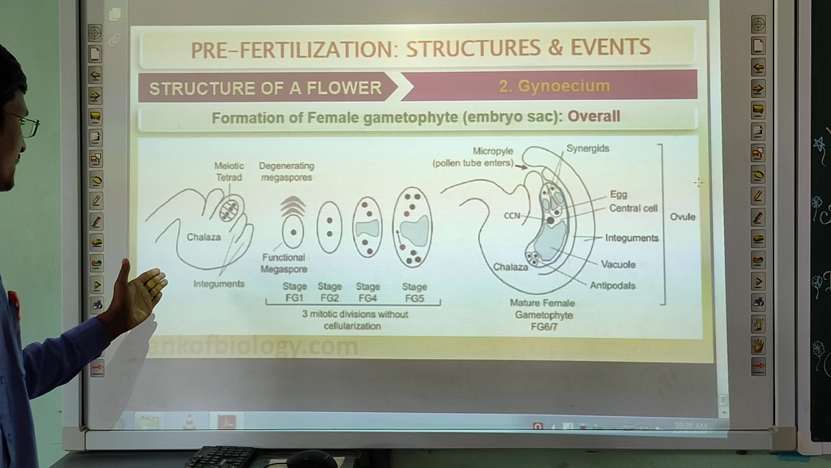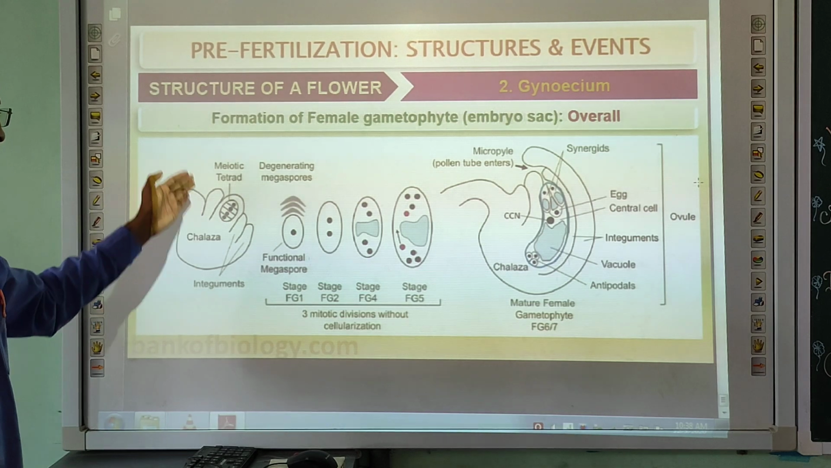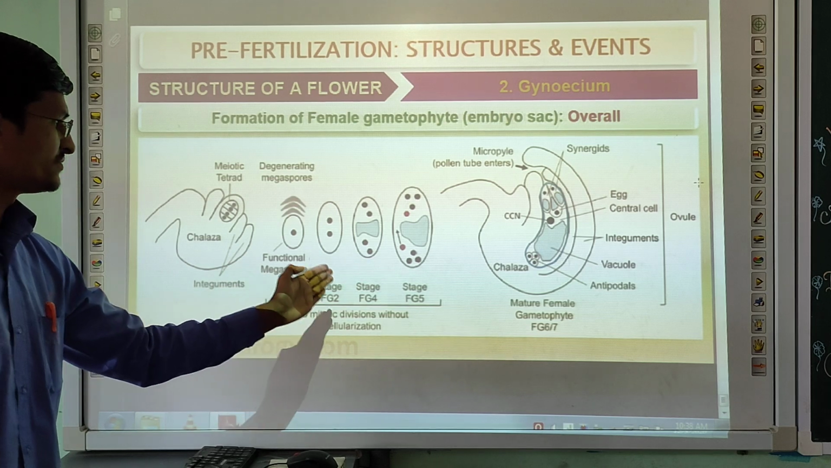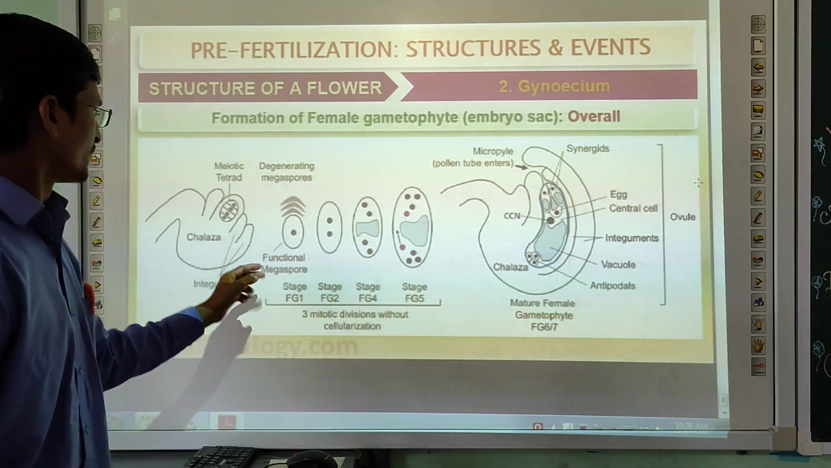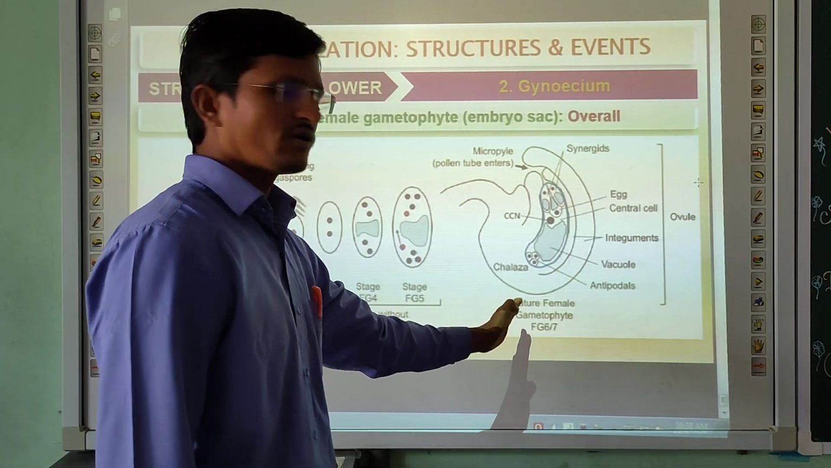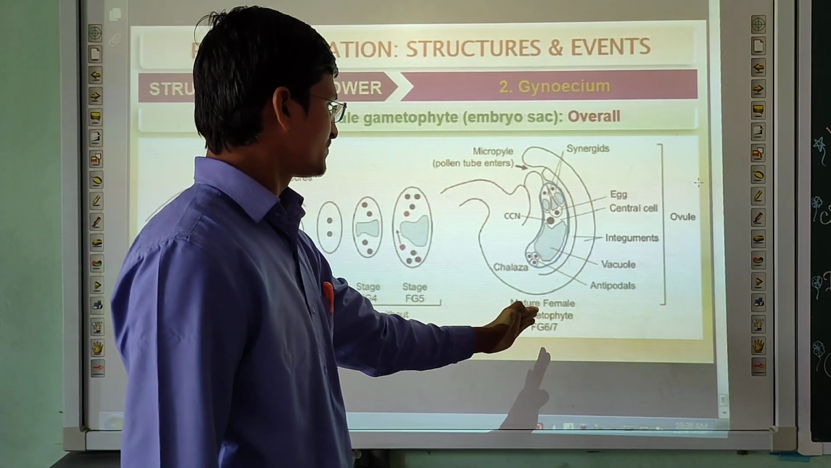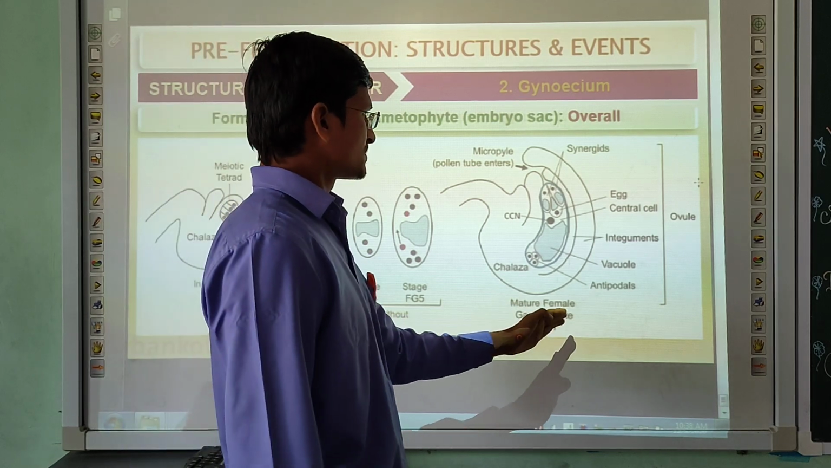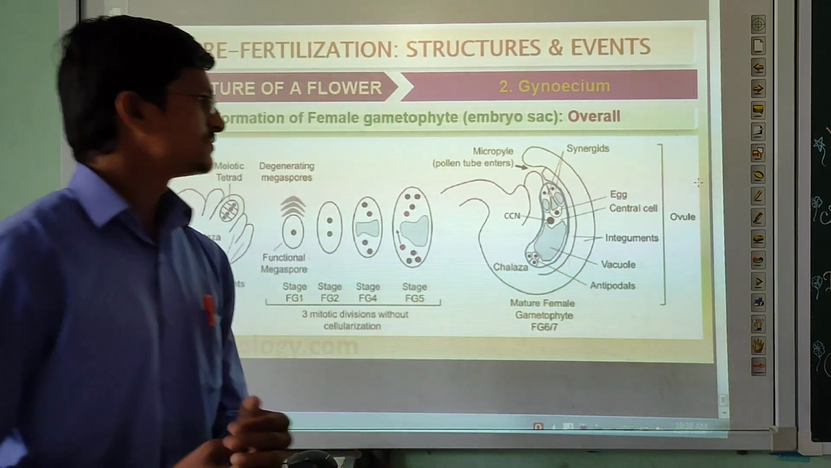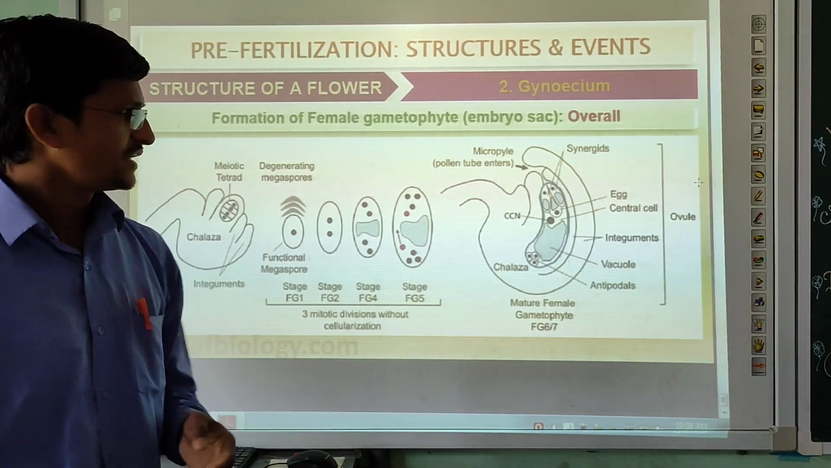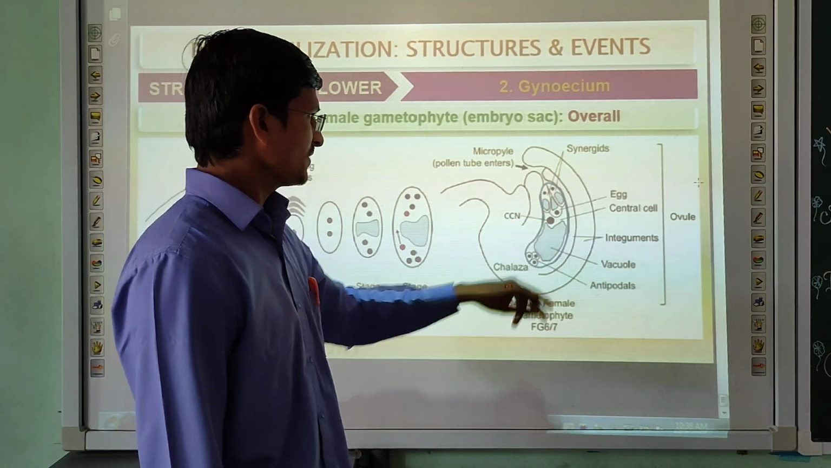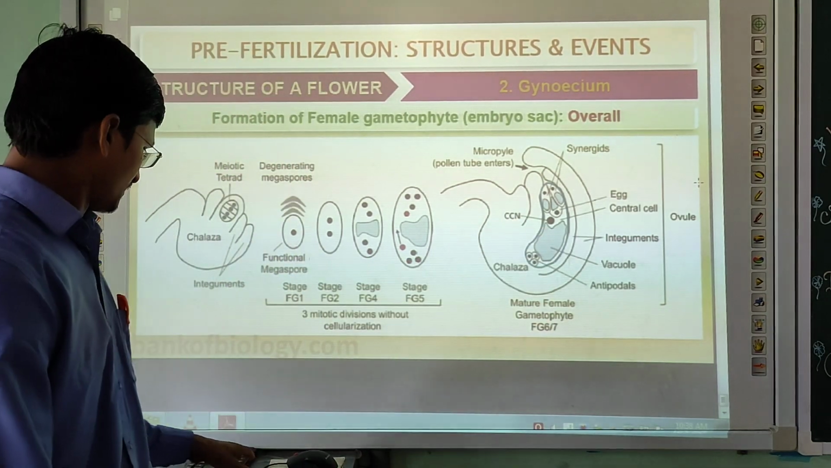So here you can see the chalazal end, the mitotic tetrad, in the stages FG1, FG2, FG4, FG5. Okay, so the functional megaspore, at the end, will be a mature female gametophyte, that is FG6 or 7, with the micropyle where the pollen tube enters. Alright, so this is the end of the chalazal end and the central cell.